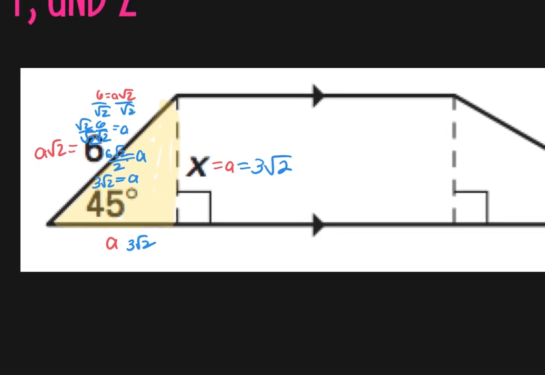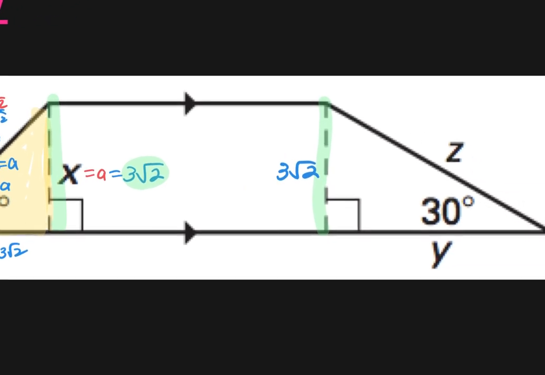Then, because those sides are parallel, these sides would be parallel because of those 90-degree angles, right? Those would be corresponding, or two lines perpendicular to the same line would be parallel. This is a parallelogram, and in a parallelogram, opposite sides are congruent. So if this side is 3 root 2, then this side is also 3 root 2.